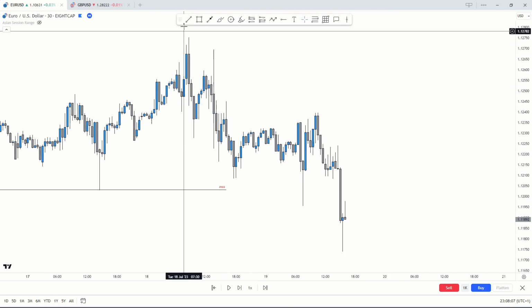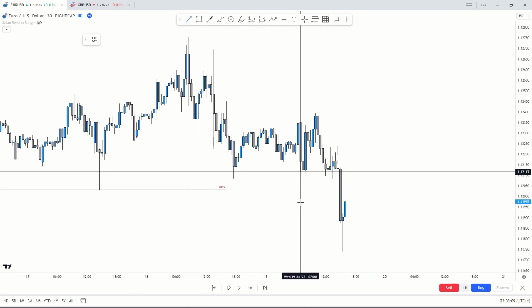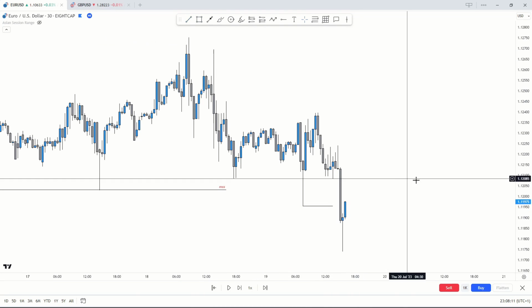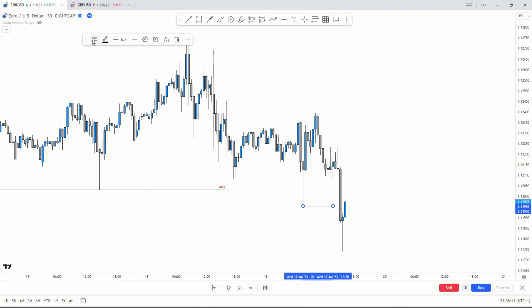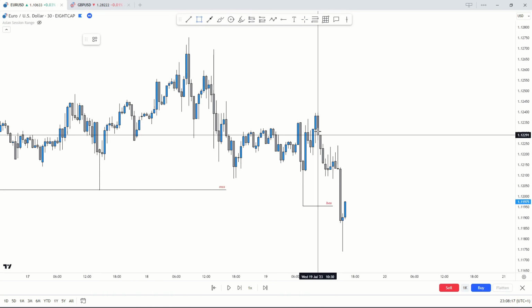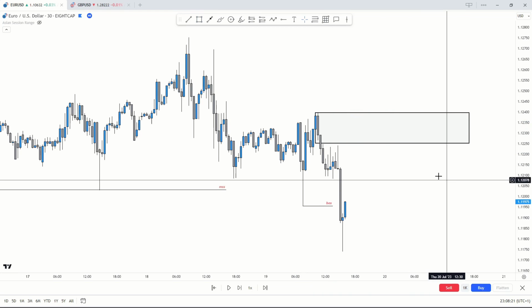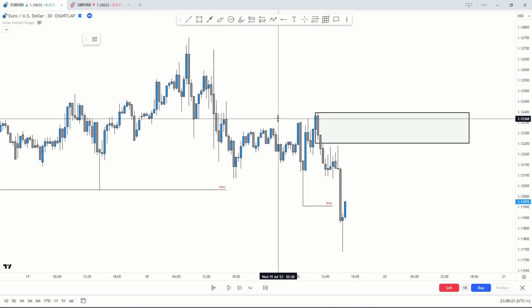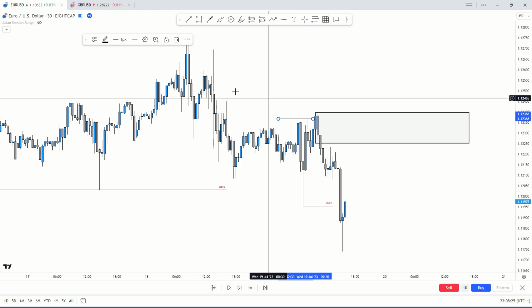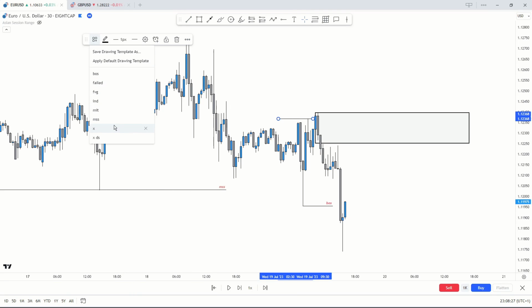Okay, so I see price breaking this low over here. So we have a break of structure of this low, and I also see price creating this supply zone on the 30-minute time frame. Okay, and this supply zone is also a valid supply zone. So now we're in step 3. We're looking for that supply and demand zone that is valid.